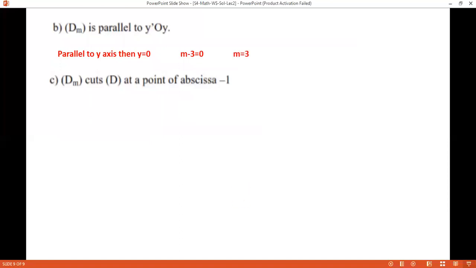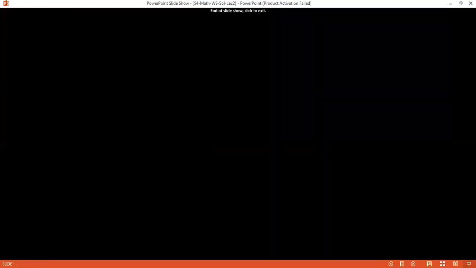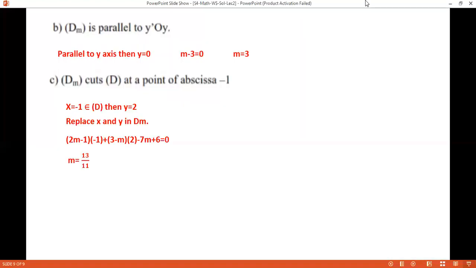Okay? Now DM cuts D at a point of abscissa -1. So DM and D intersect at a point. This point has an abscissa -1. So I'm going to replace -1 in D to find y, and then replace x and y, which are -1 and 2, in DM, as you see. So instead of x, you are going to put -1, and instead of y, you are going to put 2, and you are going to get m equals 13/11. And that's everything in our worksheet.